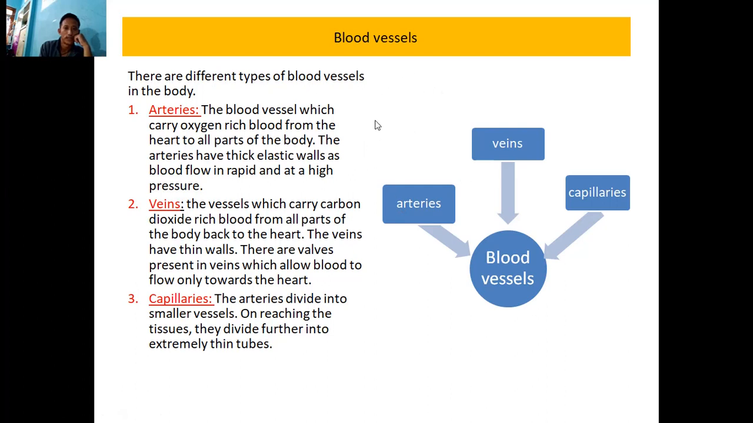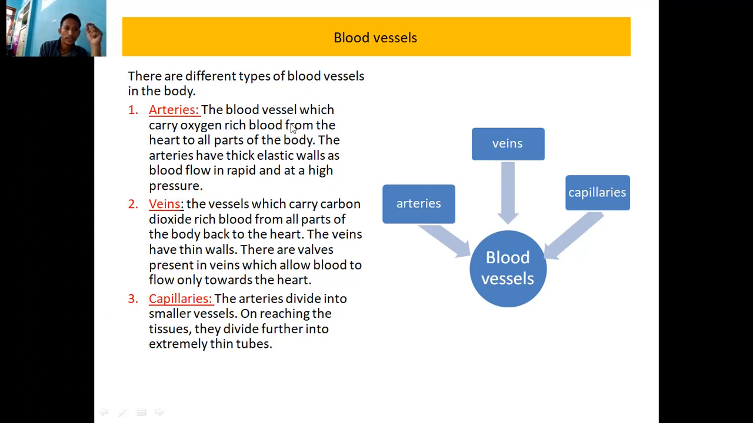Blood flows and circulates through blood vessels. There are different types of blood tubes in the body. Some carry oxygen-rich blood, some carry carbon dioxide-rich blood, and capillaries connect to the tissues. So the blood tubes are: arteries, veins, and capillaries.